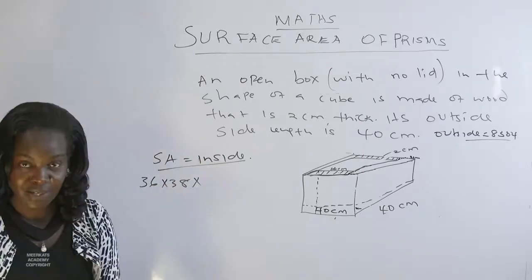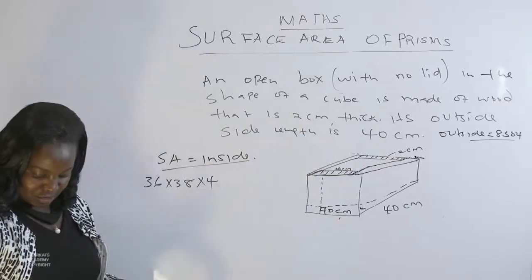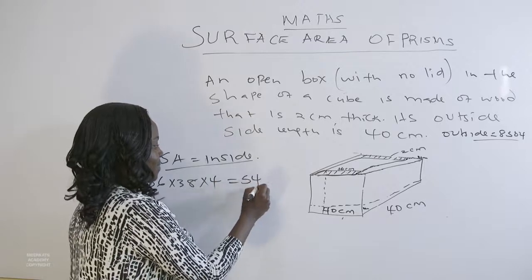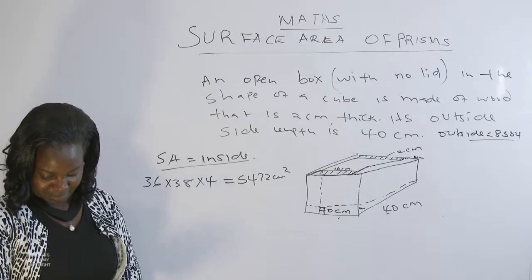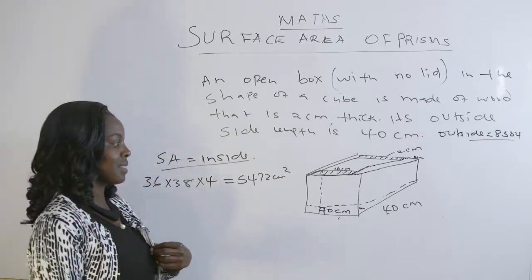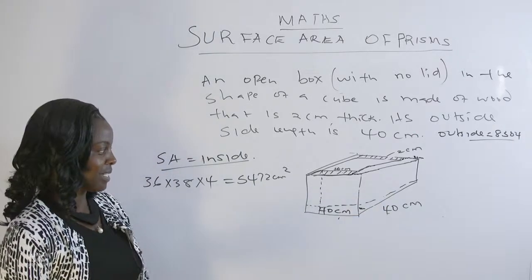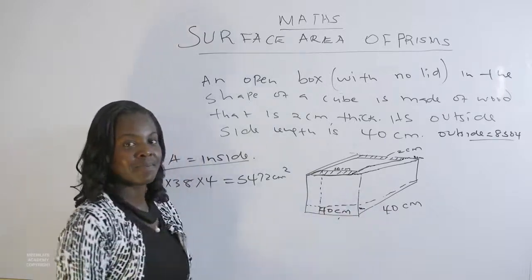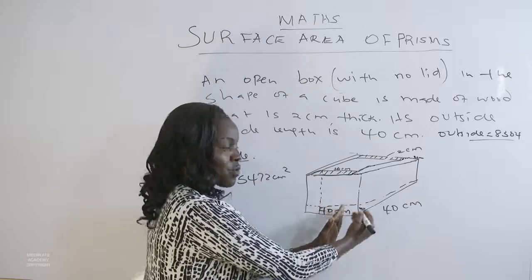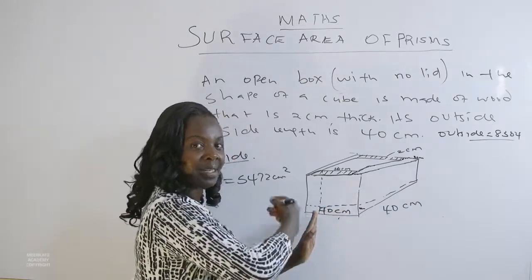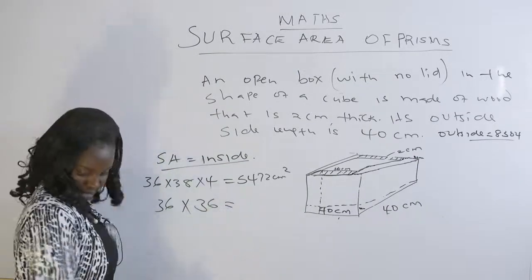How many surfaces do we have? There are 4 of them inside, this, the other side, and the other end. So if we calculate that, that will give us 5,472 square centimeters. Then now let's look at the area of the bottom side. We have said it is measuring 36 centimeters. It will also measure 36 because the wood will be taking 2 centimeters this end and 2 centimeters the other end. So it will be measuring 36 by 36.